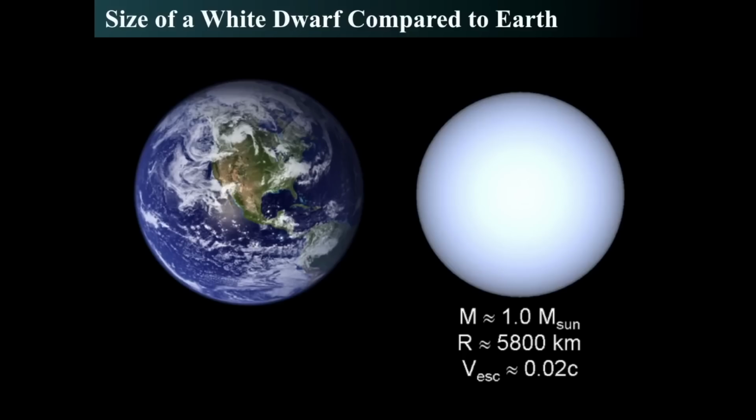So there's again the size of a white dwarf compared to the Earth, and interestingly enough, the escape speed, how fast you have to go from the surface of a white dwarf in order to escape, is about 2% the speed of light.